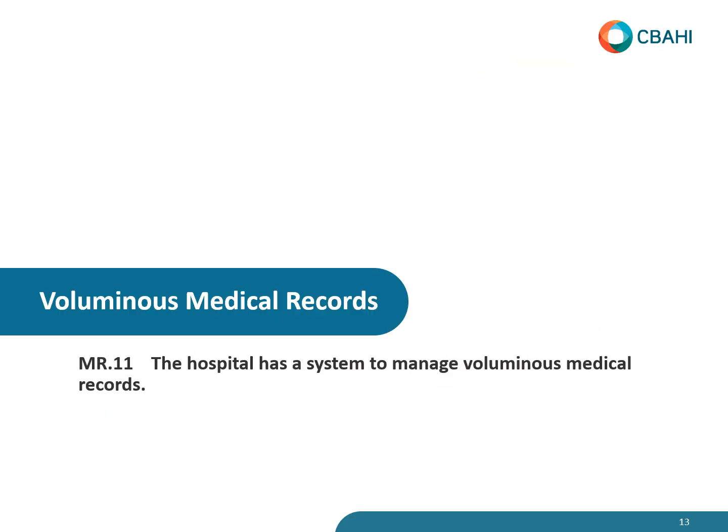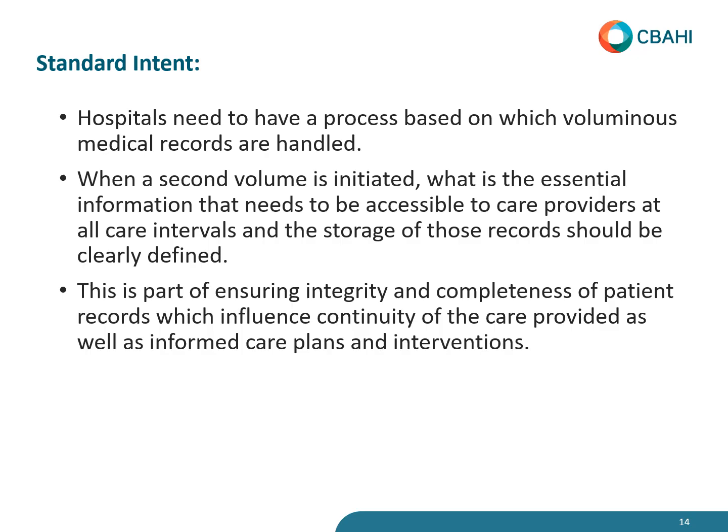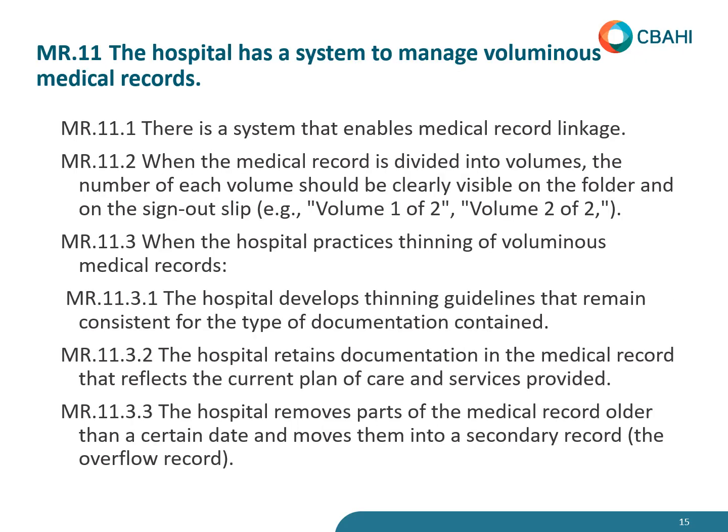MR11, managing voluminous medical records. Chronic and prolonged care results in the need to have multiple volumes to maintain intact patient care data. The hospital needs to have a clear process on how integrity of patient records is preserved. To review voluminous records management process, we review the Medical Records Department policy and observe its implementation during the unit visit. If a thinning process is implemented, this must be guided by a policy that meets relevant regulatory requirements. In cases of electronic medical records, the linking of records may apply if the hospital has multiple softwares or programs to manage patient care.